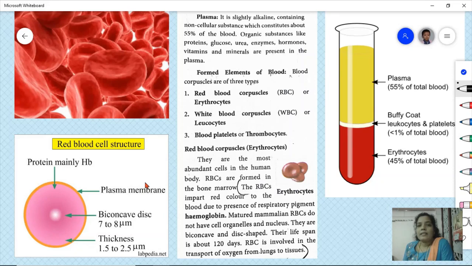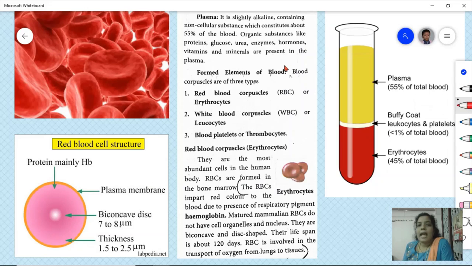Next we can move to the components of blood. There are two components present, they are plasma and the formed elements. So what components are present in the blood? Plasma and the formed elements. One by one we can see. First one is the plasma.